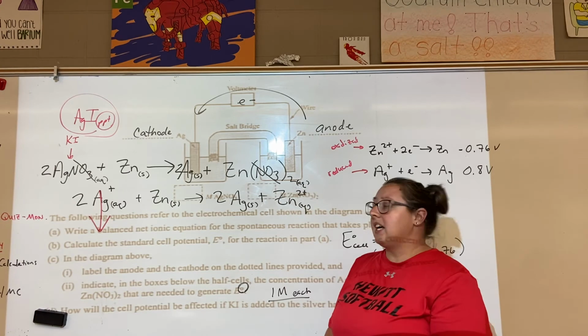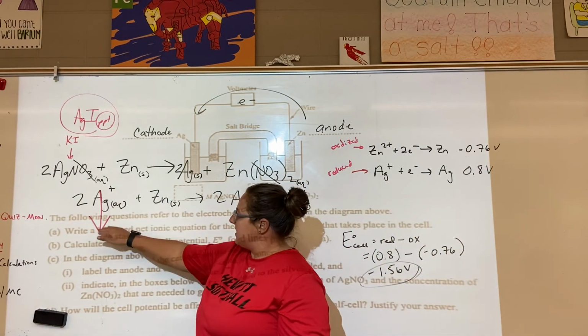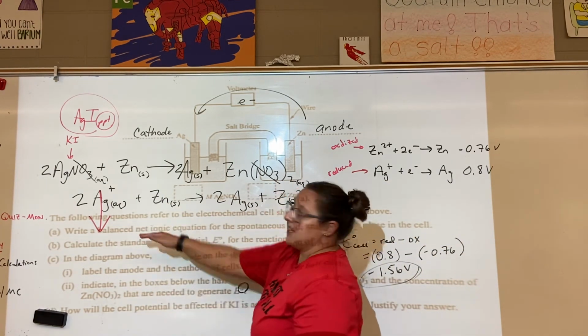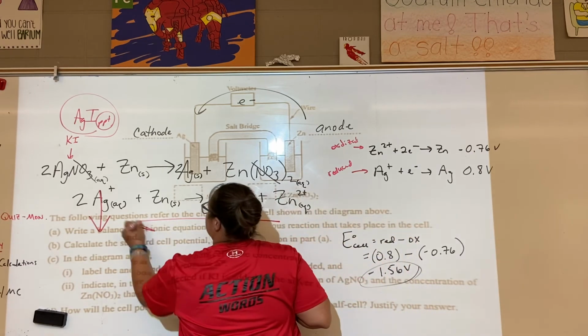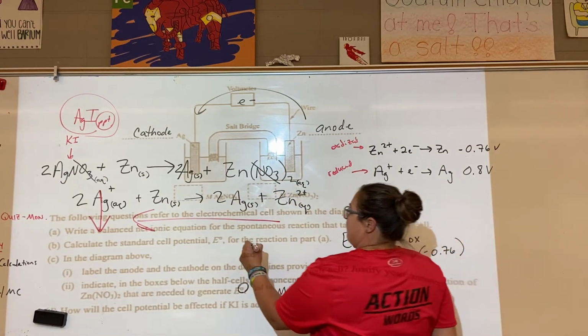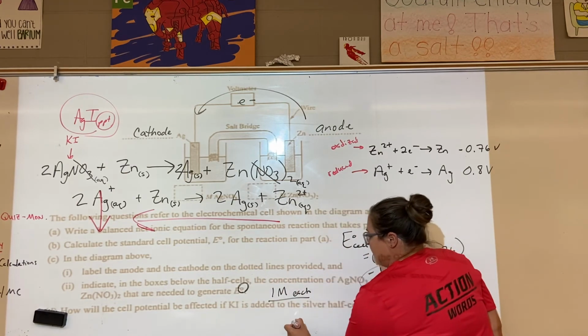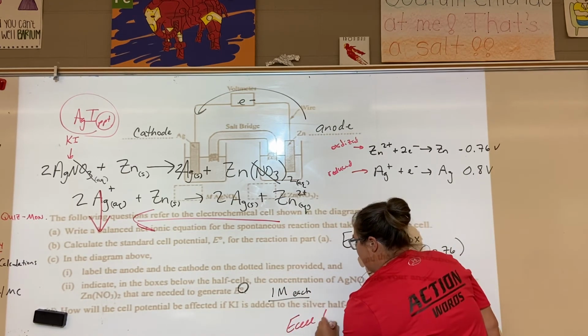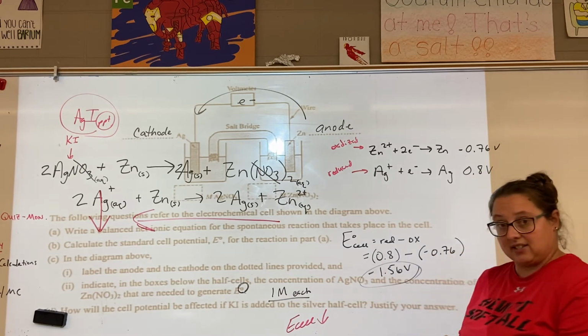So if I was applying Le Chatelier, this is my stress. This stress will cause my reaction to favor my reactants. And if I am favoring my reactants, then that is going to cause my E cell to decrease.